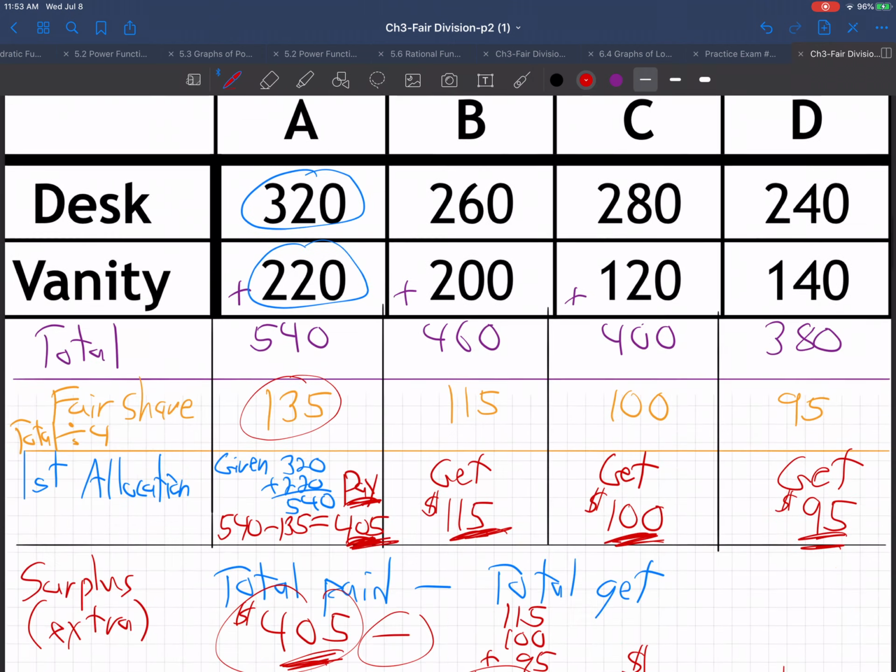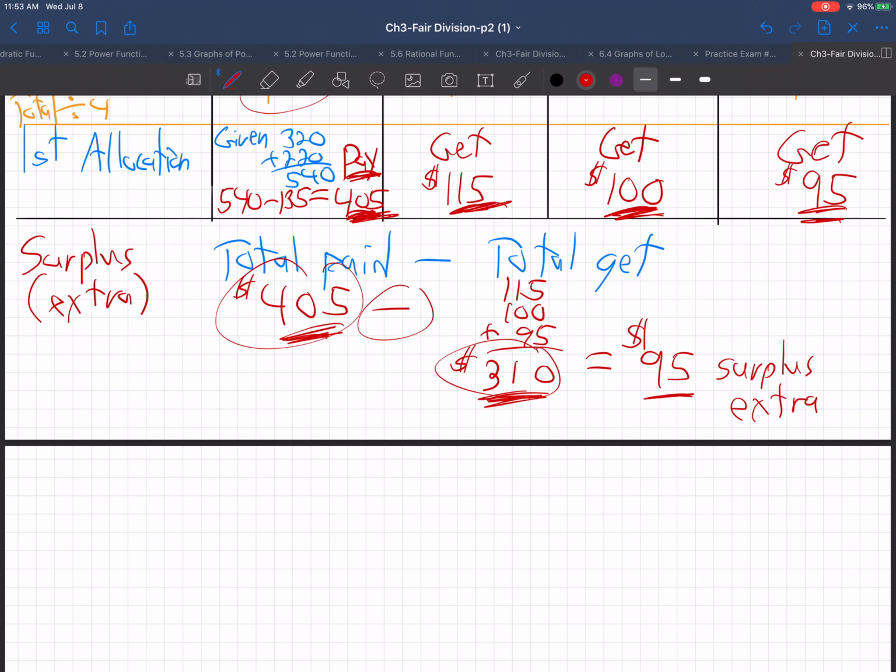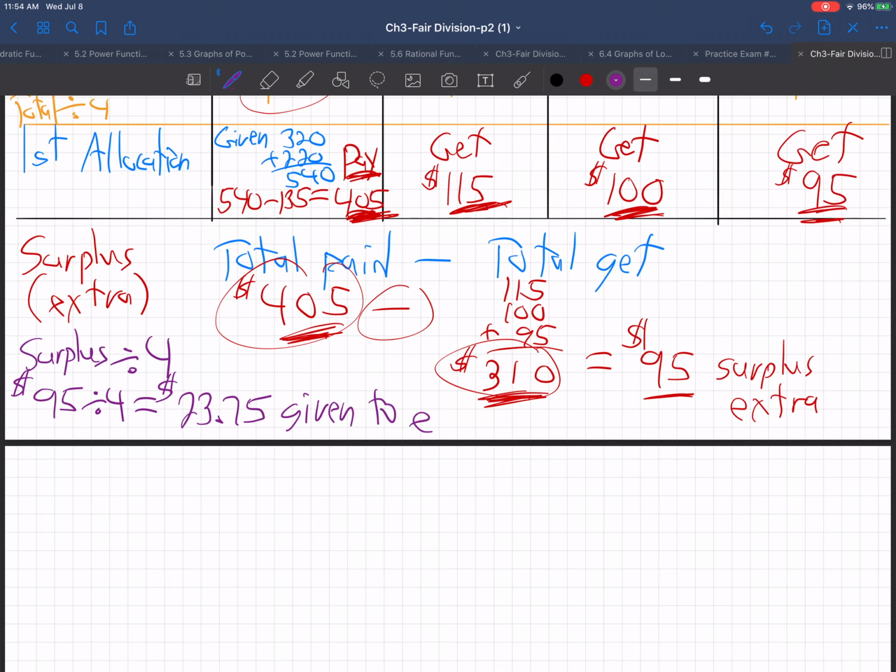Now, after all is said and done, final allocation. So now, what do we do with that surplus? Well, you take the surplus and you divide it by 4, because there's 4 people, you give it back to each of them evenly. So $95 divided by 4. What is that? $23.75 given to each. So each person is going to get $23.75 to make up the whole $95.